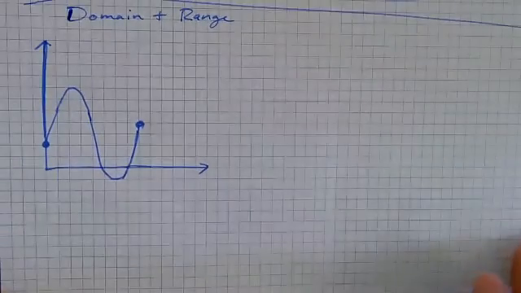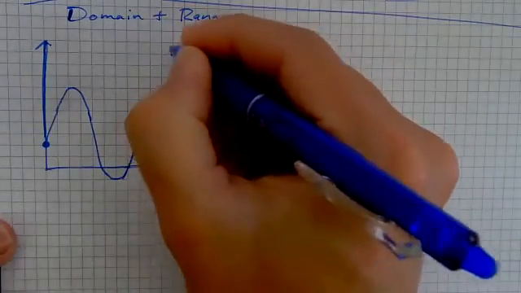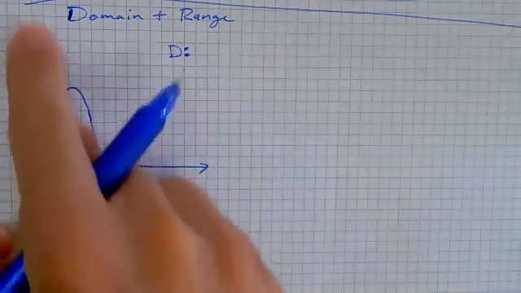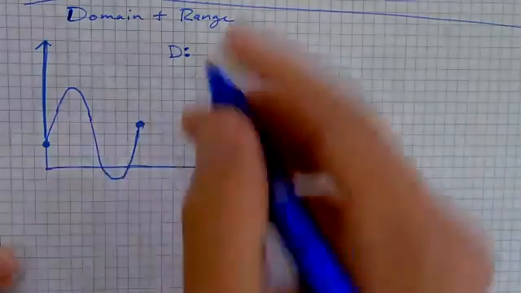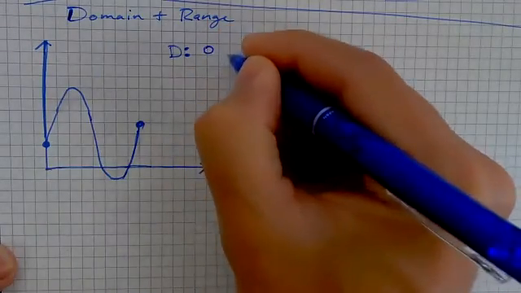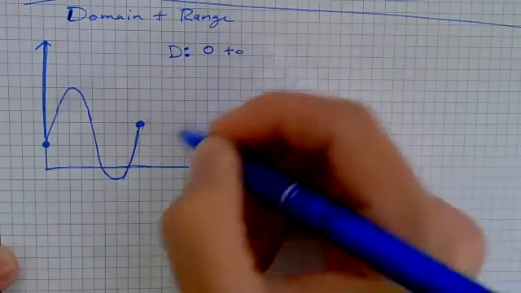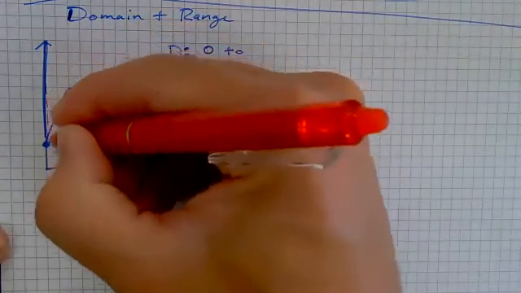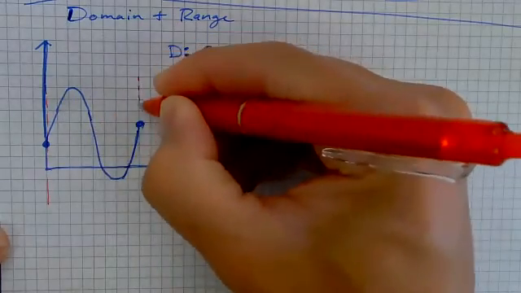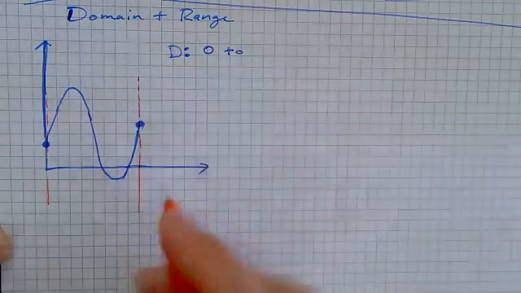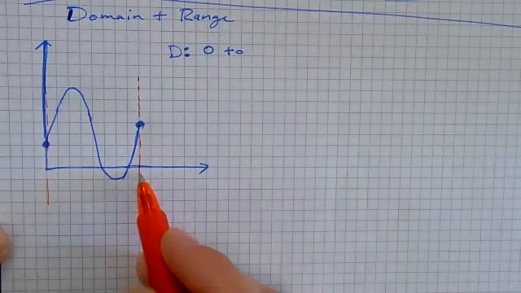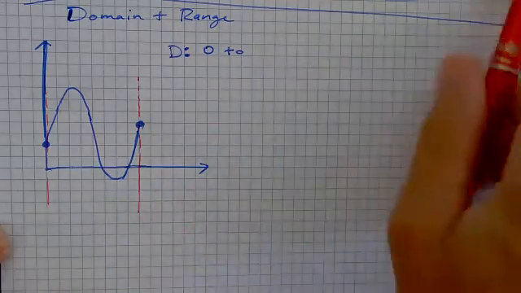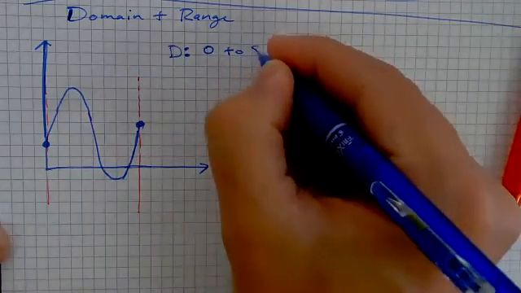All right. So again, domain goes from left to right. Okay, so you're looking for the furthest value to the left. In this case would be an x value of 0. Again, here's your furthest value to the left. Furthest value to the right, your x value would be here. 1, 2, 3, 4, 5, 6, 7, 8. So it would go from 0 to 8.